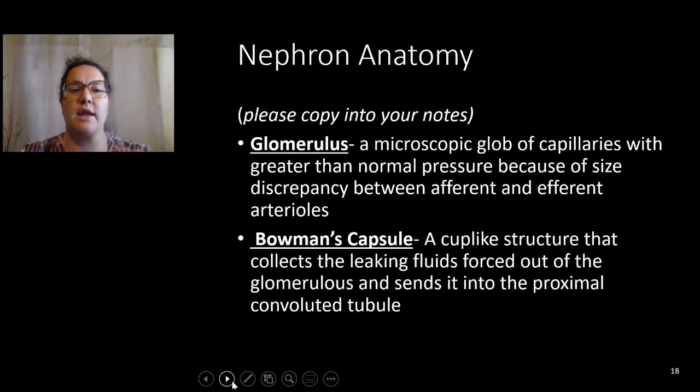So when we look at our nephron anatomy, we have a glomerulus, which is a microscopic glob of capillaries with greater than normal pressure because of the size discrepancy between the afferent and efferent arterioles. So there's a lot of pressure in the arteries in the glomerulus, which forces impurities out of the plasma and into the Bowman's capsule, which is a cup-like structure that collects the leaking fluid forced out of the glomerulus and sends it into the proximal convoluted tubule. So the glomerulus is a kind of blob of capillaries contained within Bowman's capsule.